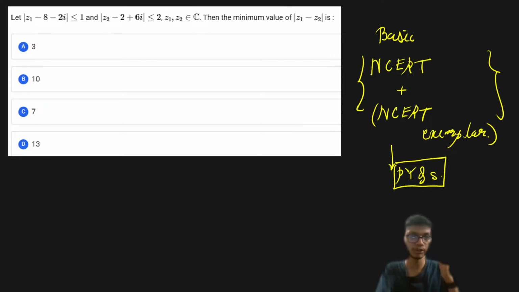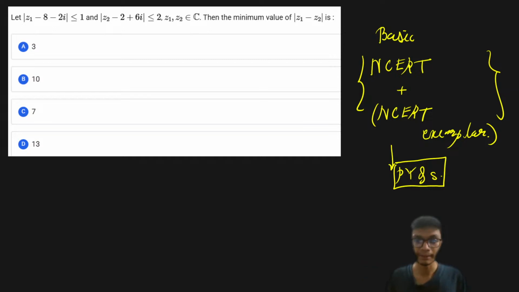As you can see, the question is talking about two complex numbers Z1 and Z2. The complex numbers Z1 and Z2 are introduced in such a way that they are given in terms of an inequality. So let us try to understand what this inequality is talking about.